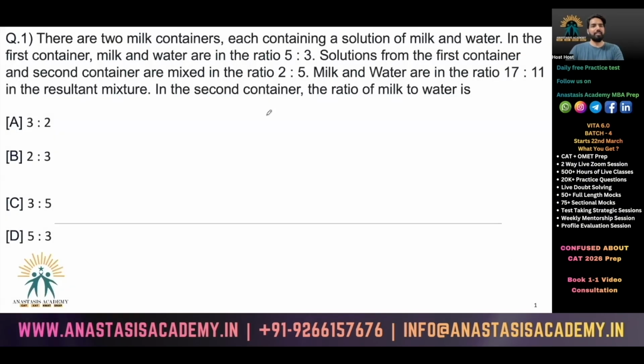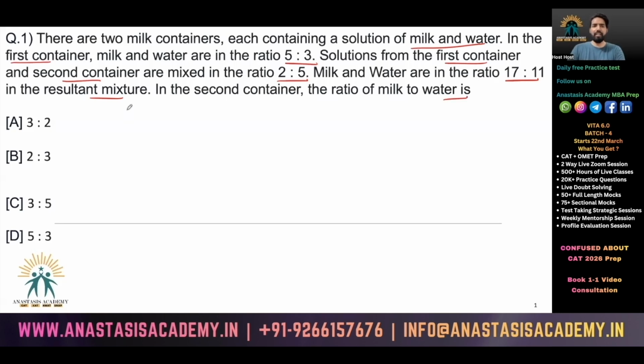Let's look at this question. There are two milk containers, each containing a solution of milk and water. In the first container, milk and water are in the ratio 5:3. Solutions from the first container and second container are mixed in the ratio 2:5. Milk and water are in the ratio 17:11 in the resultant mixture. In the second container, the ratio of milk to water is?